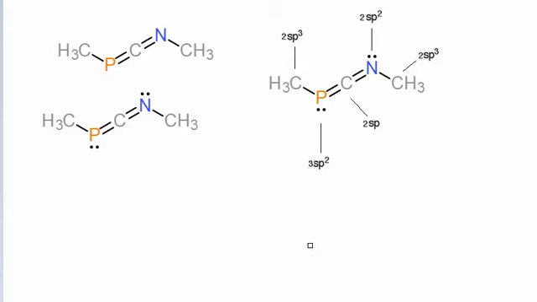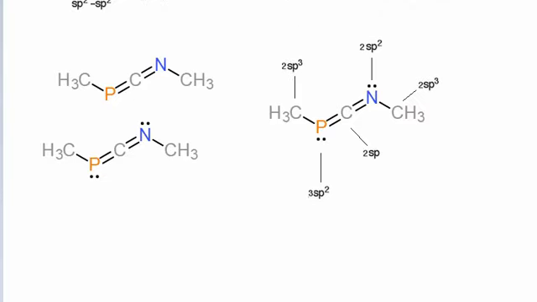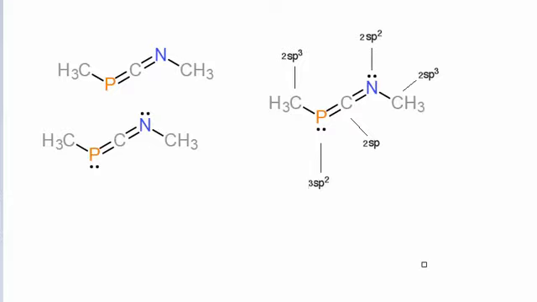Okay. Similarly, if you wanted to know what's in this sigma bond, you're simply going to say it's the overlap of a 3sp2 and a 2sp. Okay. That's all for now. Make sure to master this, because you could very well see these questions on your first exam.